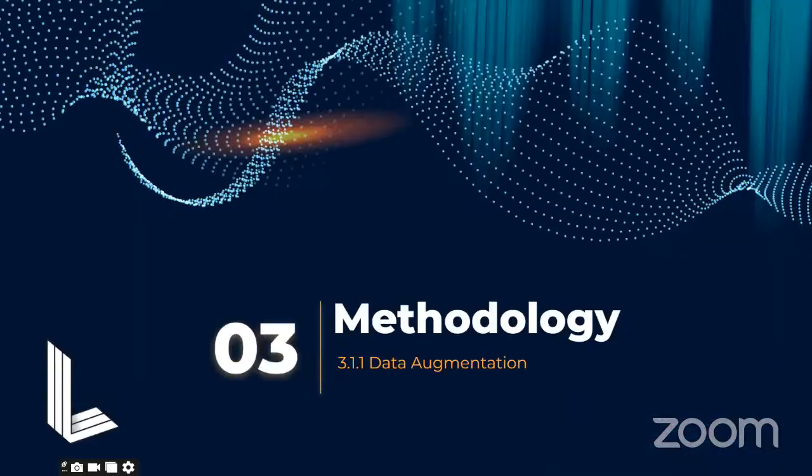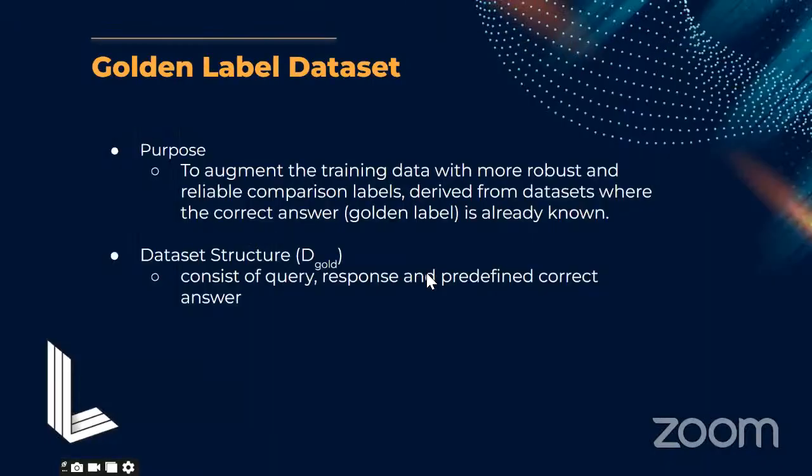The data augmentation section describes the methods used to enhance the dataset for training the routing function, addressing the challenge of sparse human preference signals even after classifying models into tiers. The very first data augmentation is the golden label dataset. The purpose of it is to augment the training data with more robust and reliable comparison labels derived from datasets where the correct answer is already known to us.